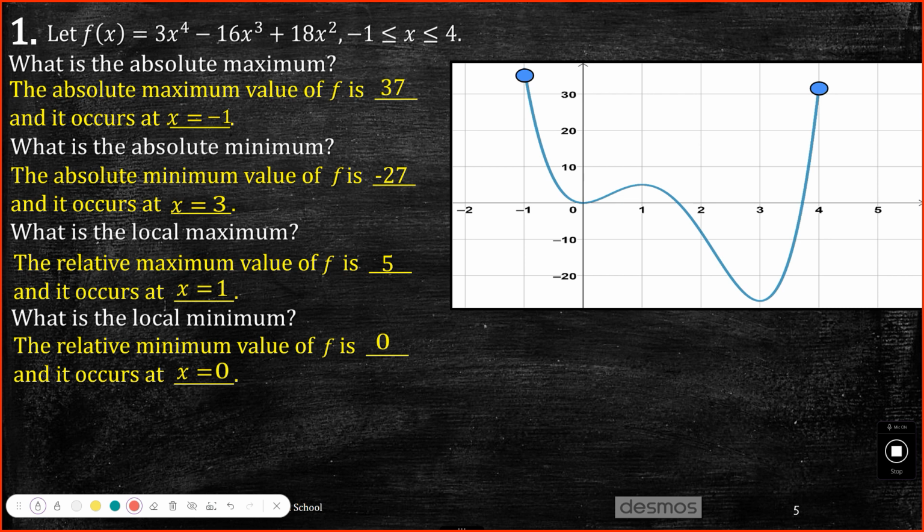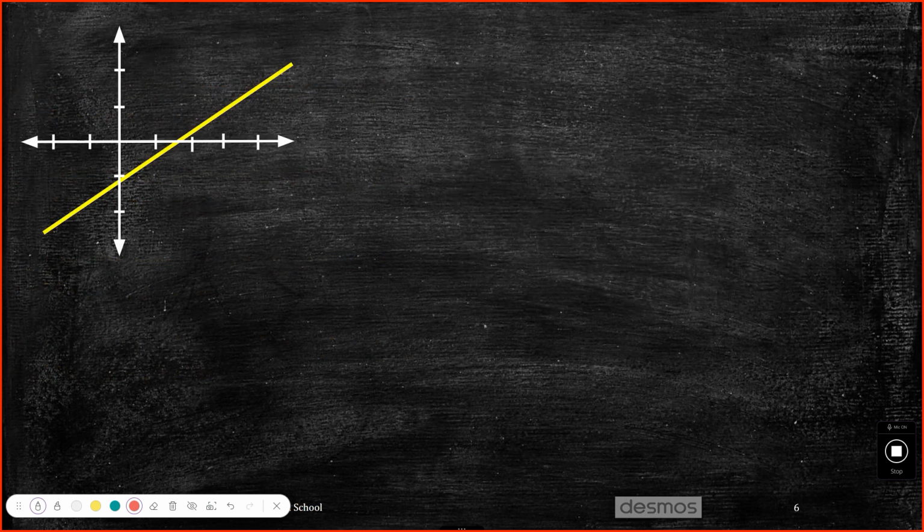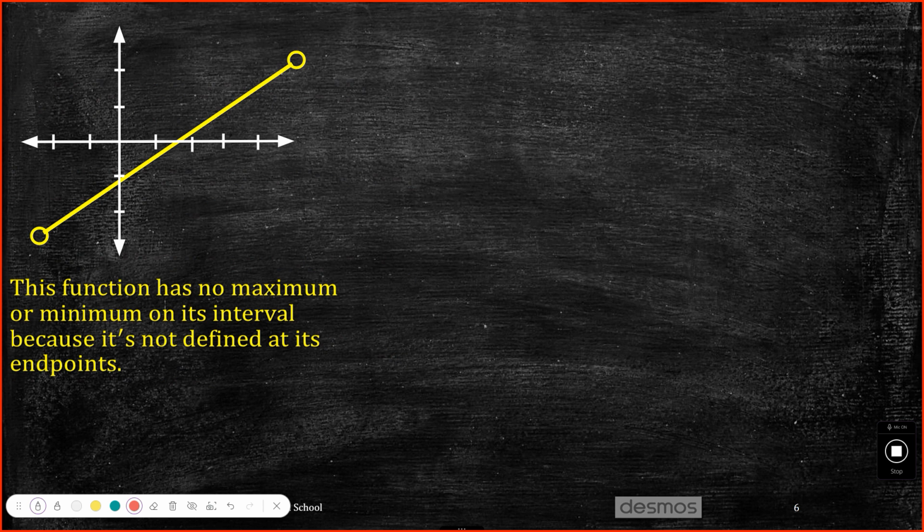All right, moving on. Next. If it's not closed, which this is not closed, this function will have no maximum or minimum on its interval because it's not defined at its endpoints. Like I just said, in the other ones, it was closed. If it's not closed, then it will not have a max or min.